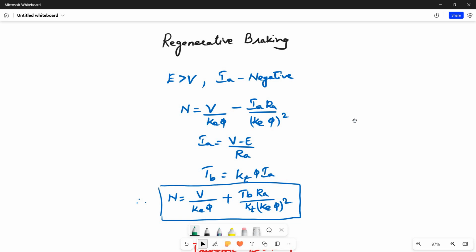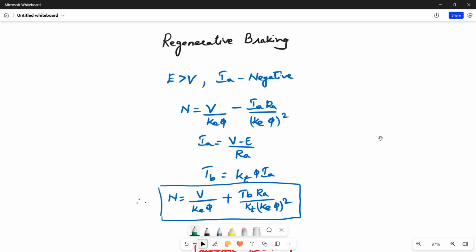During regenerative braking, Ia is negative because E is greater than V. The torque developed is given by Tb is equal to Kt phi Ia. Now, the speed of the DC motor becomes V divided by Ke phi plus Tb Ra divided by Kt Ke phi the whole square. So, the speed of the motor extends into the second quadrant where the torque is negative.